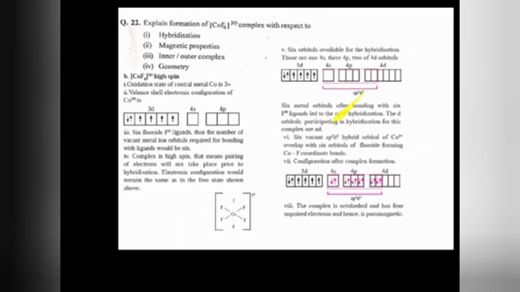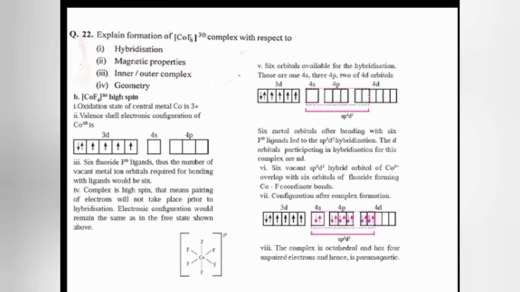Especially they are asking about geometry. So what is the geometry of this complex? Octahedral is the geometry. The complex is an outer orbital complex. The magnetic property is paramagnetism, and the hybridization is sp3d2.